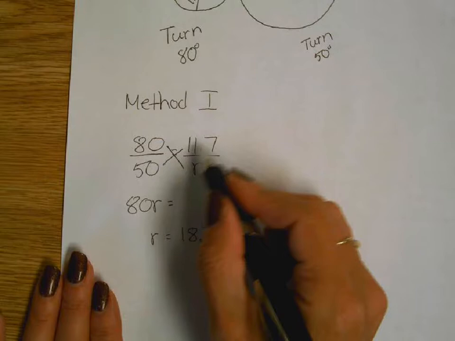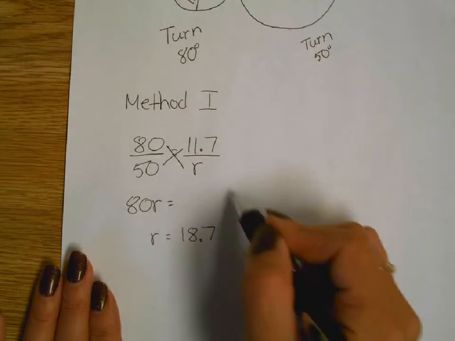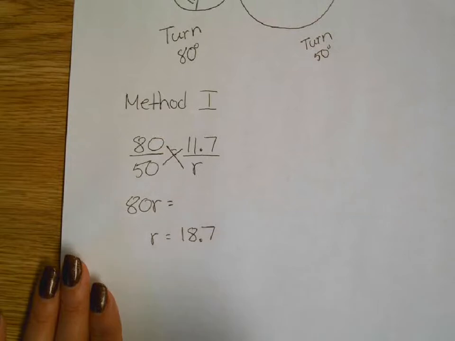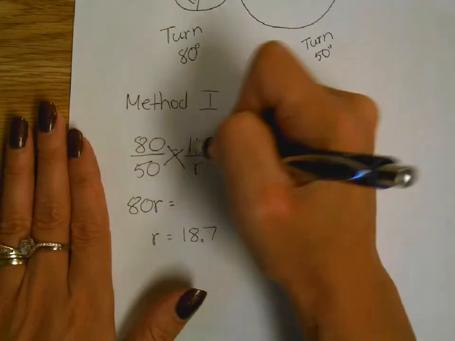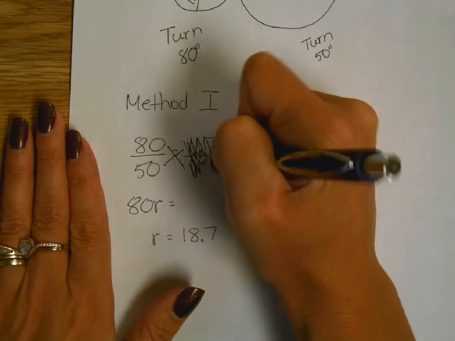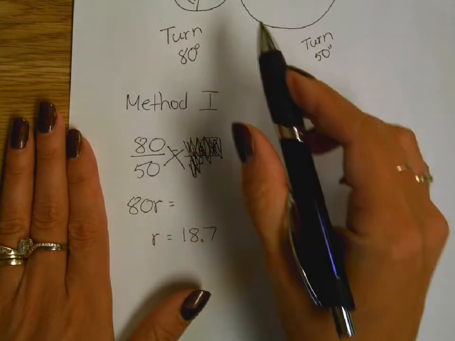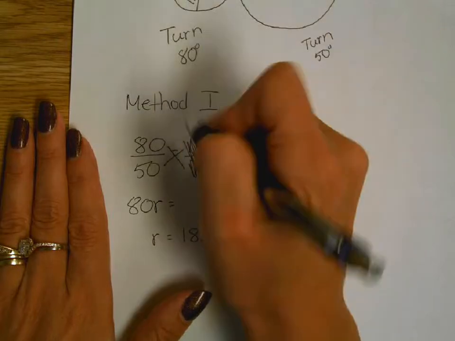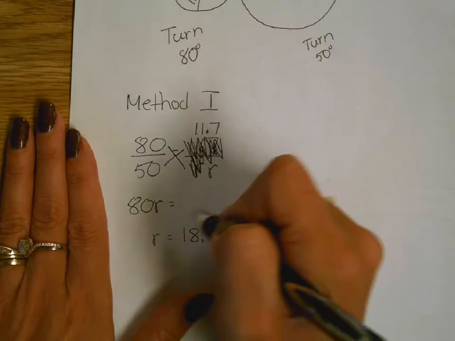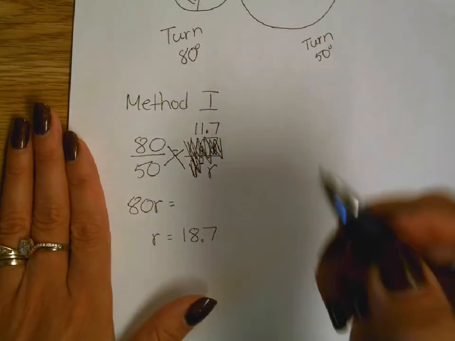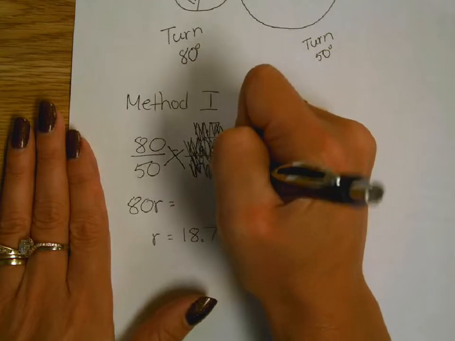So 80 times R and then 50 times 11.7. I don't have any of this work because I didn't do it this way. And then divide by 80. 18.7. I got 7.31. Do I have something set up wrong? Yeah, I would have to say it with the 50 up. So 80 over 50, 11.7 over the R. There we go. That's going to be better.